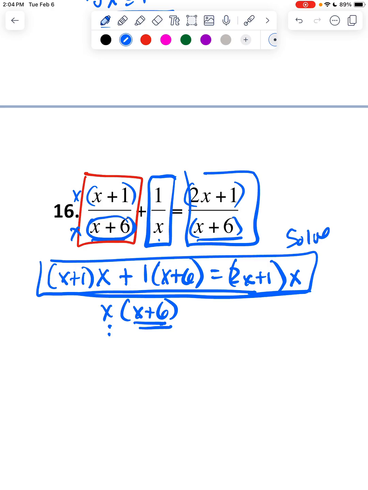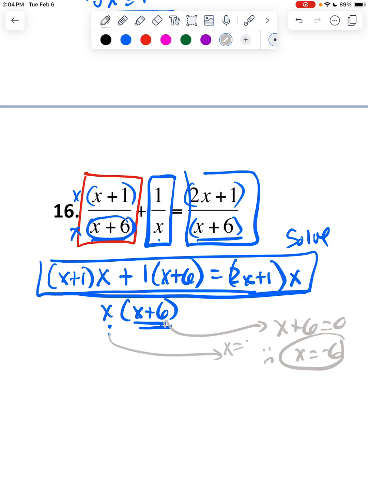This I'm going to solve, and the bottom I'm just going to use to say, hey, x plus 6 will equal 0 when x is negative 6, so that's going to be a number I have to exclude. And here, x will be 0 when x is 0, which is another number I'm going to exclude. But for solving, I'm only going to worry about the top.